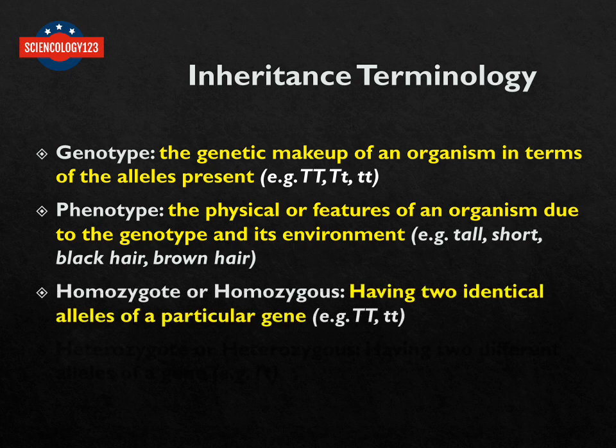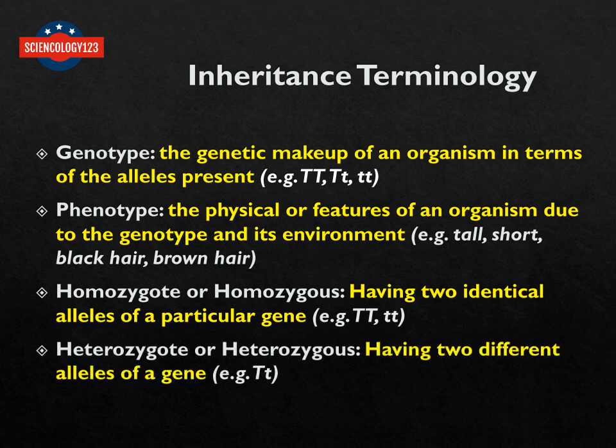Homozygote or homozygous is defined as having two identical alleles of a particular gene, which can be either both uppercase letter T or lowercase letter t. Heterozygote or heterozygous means having two different alleles of a gene, which has to be both uppercase and lowercase letter, for example, uppercase letter T and lowercase letter t. Now, you may pause the video for a few minutes to review back the terminology that we have learned.